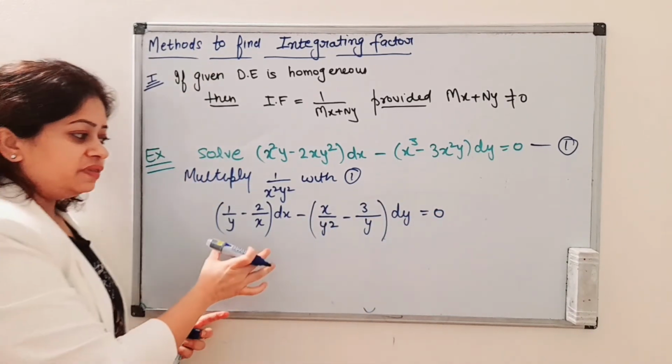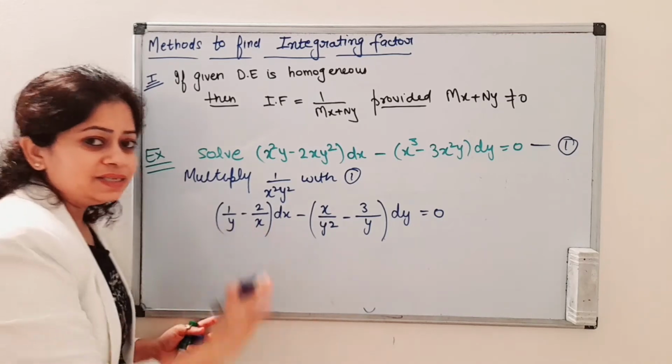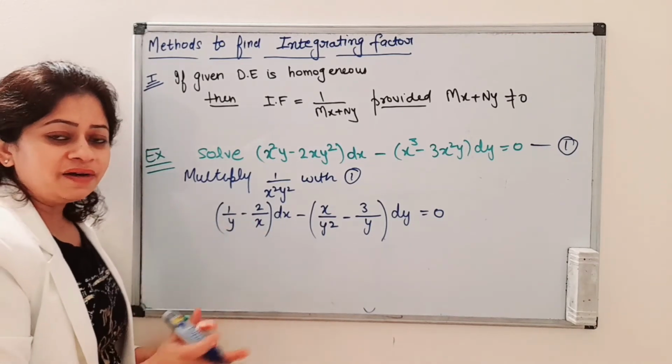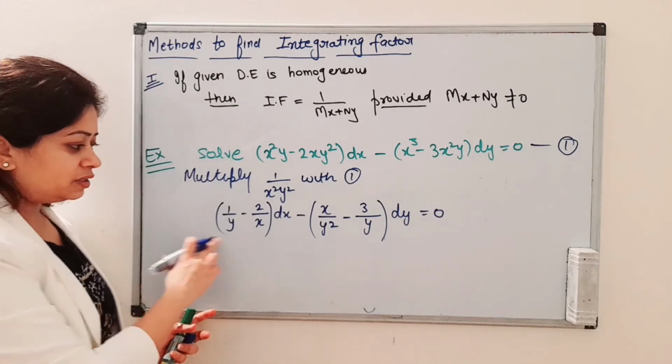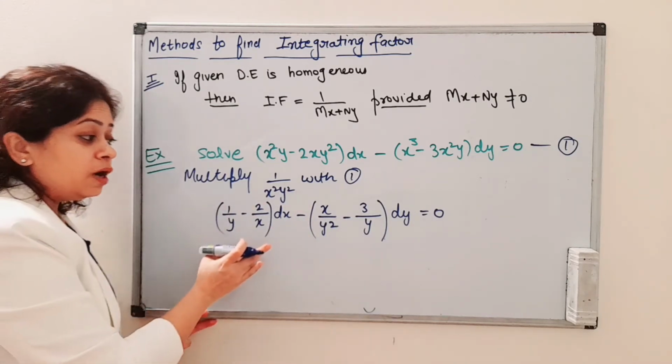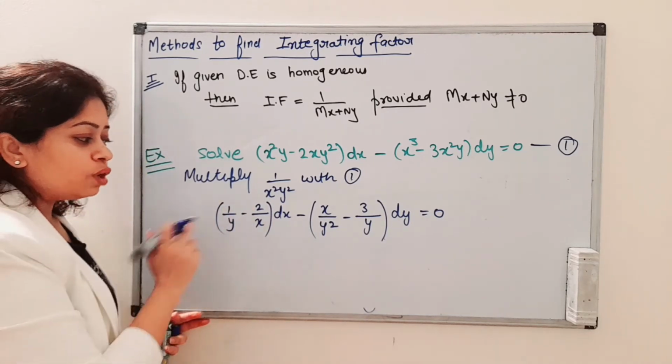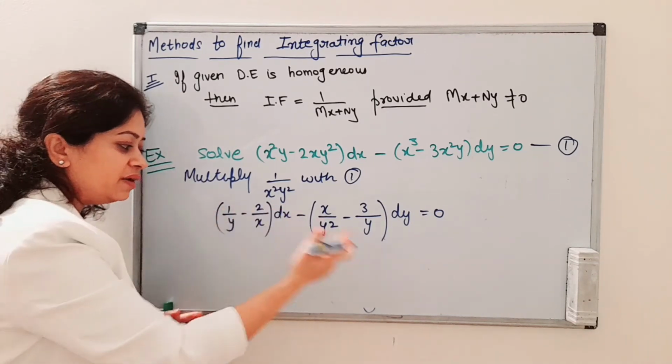Now we have this differential equation and this is exact. You can check it by finding ∂M/∂y is equal to ∂N/∂x. This will be exact. Okay. Now we need to solve this. How can we solve this now? Can we solve it by rearranging?